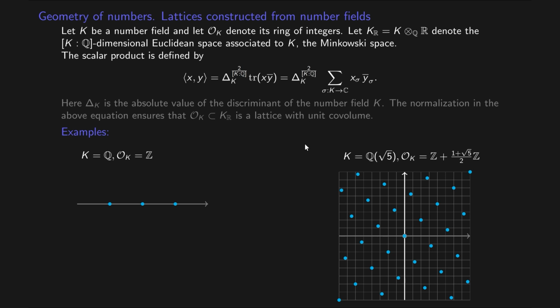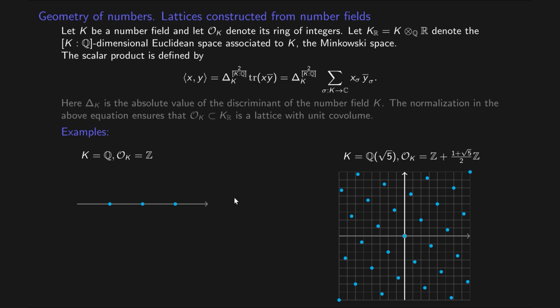Here are some simple examples of how this works. Of course, the simplest, most basic example is when our number field is just Q. Then Q lives inside R, so it has one real embedding, and the ring of integers is just the ring of integer numbers. Of course, it is a lattice inside this real line.